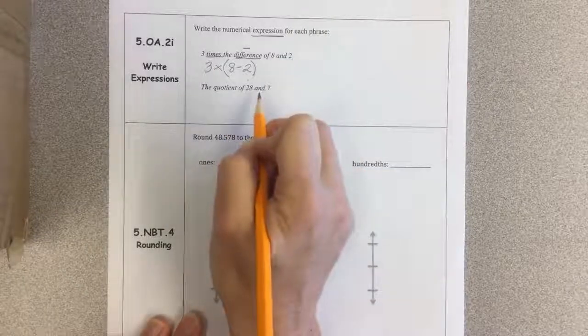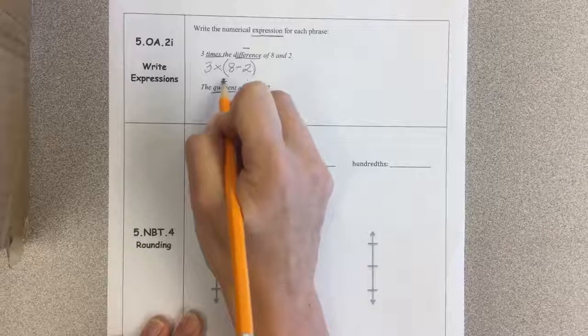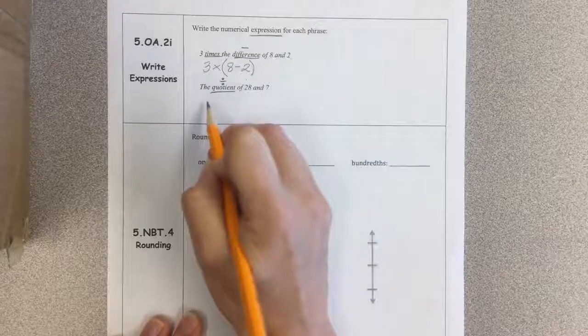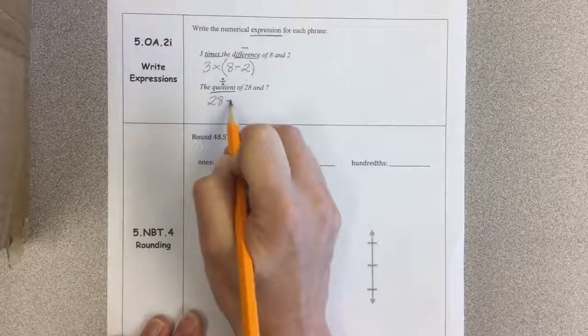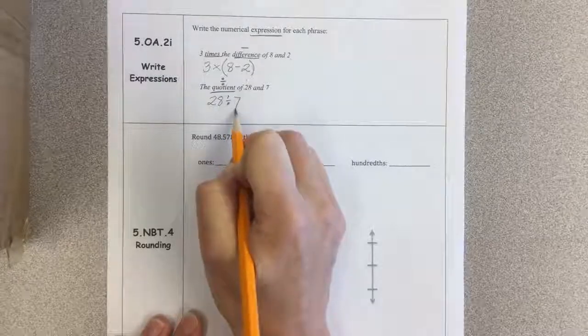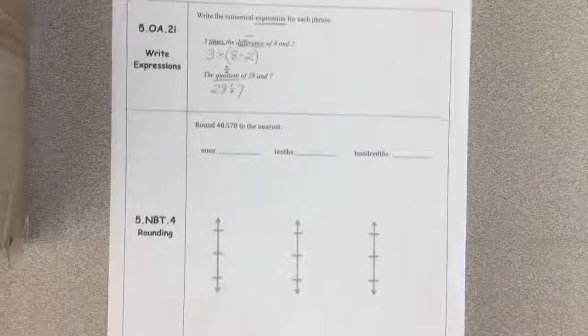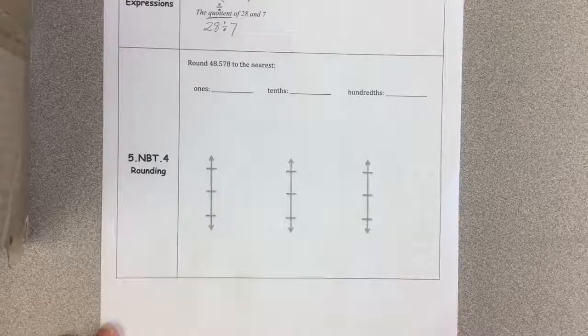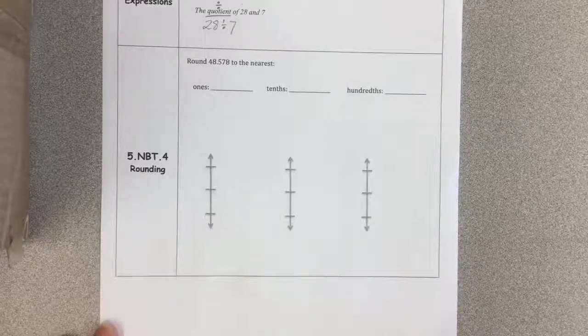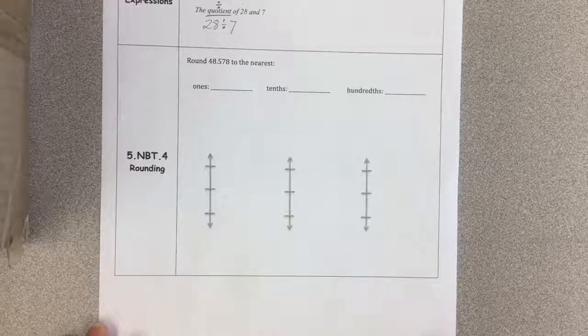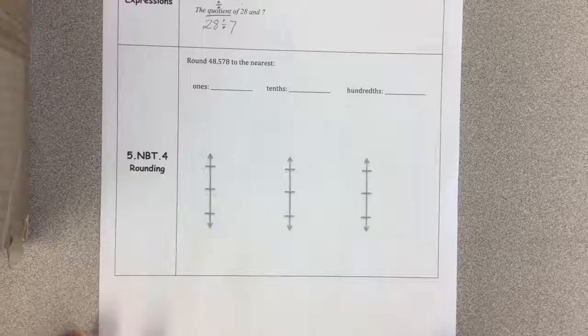The quotient of 28 and 7. Quotient, again, is another key vocabulary word meaning the answer to a division problem. So I need to divide 28 by 7. Rounding. Round 48 and 578 thousandths to the nearest given place value.